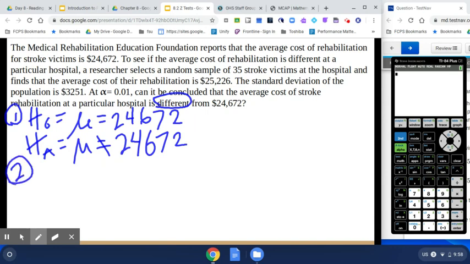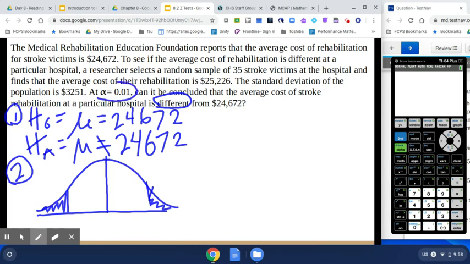Okay, step number 2, we want to find the critical value. So for this one, I'm not sure if it's increasing or if it's decreasing. So I'm going to cover both bases. I'm going to shade both sides. But when this happens with an alpha value of 0.01 and you're shading both sides, you have to split the alpha between the two tails. So if I split the 0.01 between the two sides, I would have 0.005 on the left and 0.005 on the right. We need to find both of those critical values.